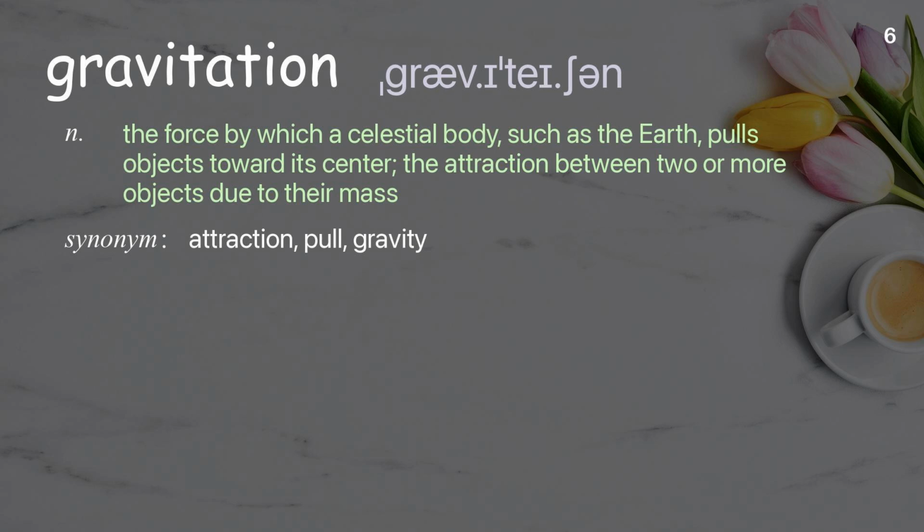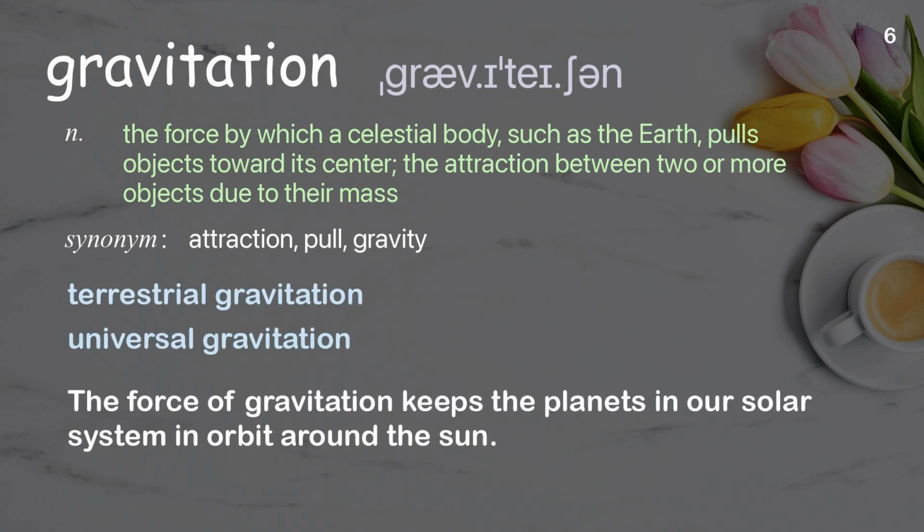Gravitation. The force by which a celestial body, such as the Earth, pulls objects toward its center, the attraction between two or more objects due to their mass. Examples: Terrestrial gravitation. Universal gravitation. The force of gravitation keeps the planets in our solar system in orbit around the Sun.